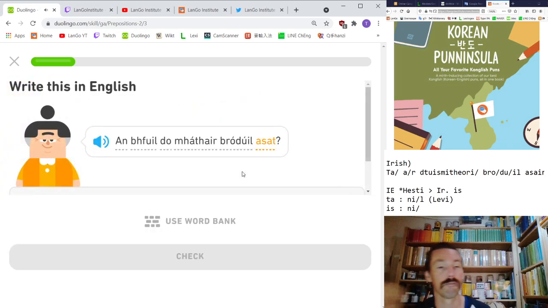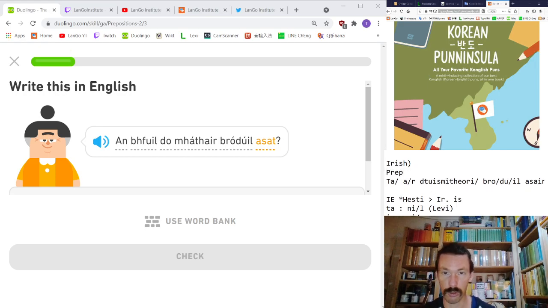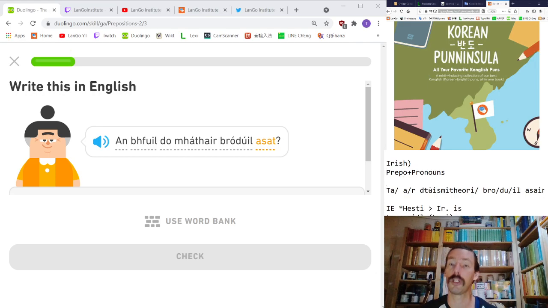An bhfuil do thuismitheoirí brodúil asat? Here I've got another one of those fusions. So a really common theme you see over and over in Irish is you've got your prepositions fusing with pronouns and articles into single words. Let me spell it out to be more helpful. This is just a process that generates many, many dozens of words in Irish.